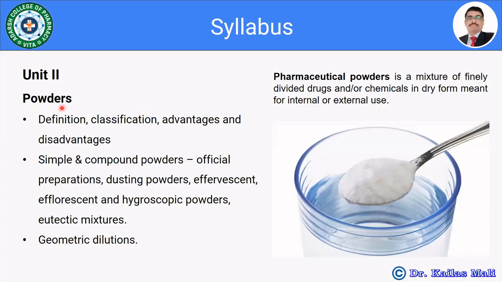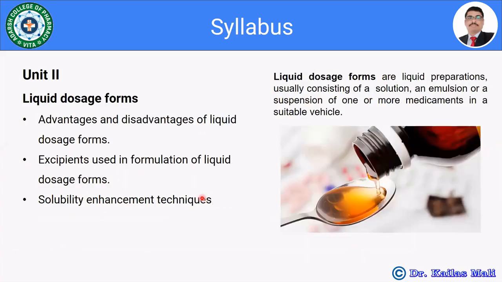So in the powders chapter, we are going to discuss the definition, then the classification, advantages and disadvantages of powders. Furthermore, we are going to discuss classification of powders, further details of simple and compound powders, then certain official preparations which are given in the Indian Pharmacopoeia, then dusting powders, effervescent powders, efflorescent powders, hygroscopic powders and eutectic mixtures. Then preparation of potent powders by using the geometric dilution method.